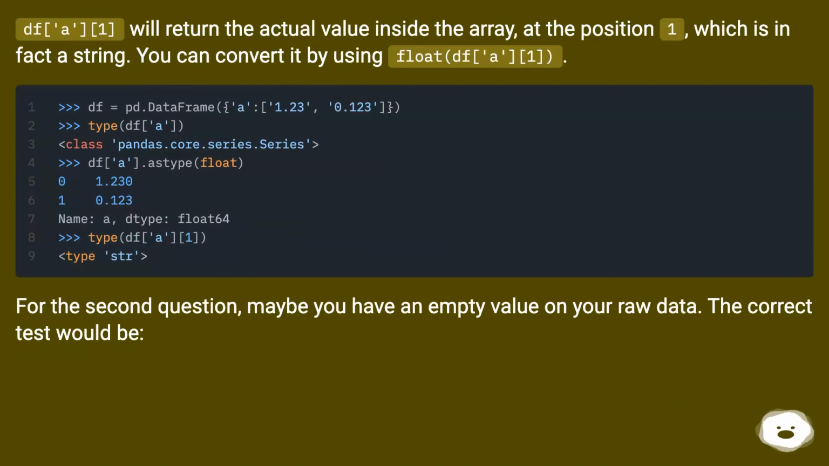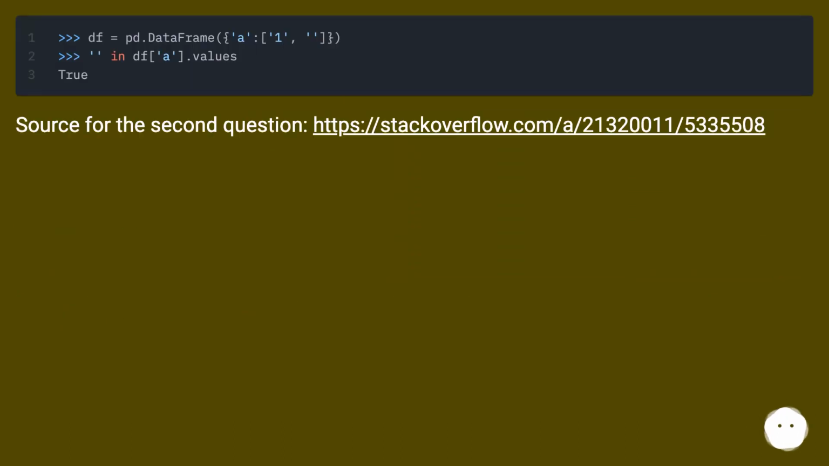df will return the actual value inside the array, at the position 1, which is in fact a string. You can convert it by using float of df. For the second question, maybe you have an empty value in your raw data. The correct test would be this. Source for the second question, this URL.